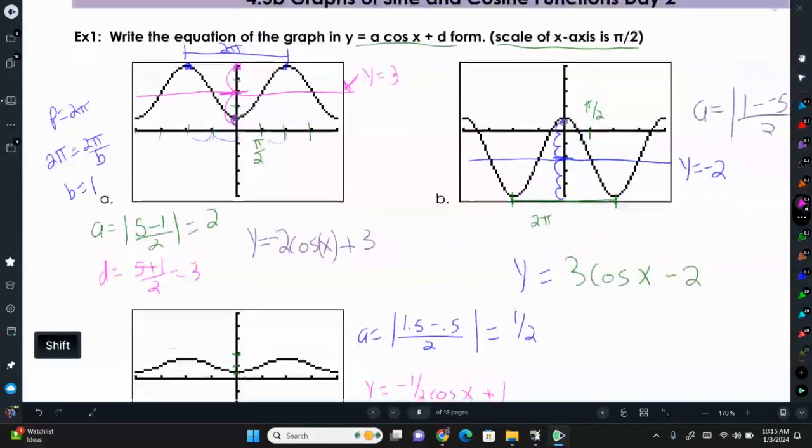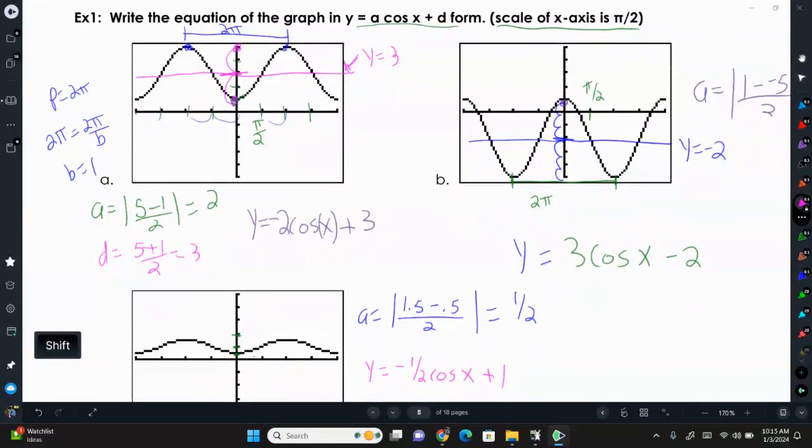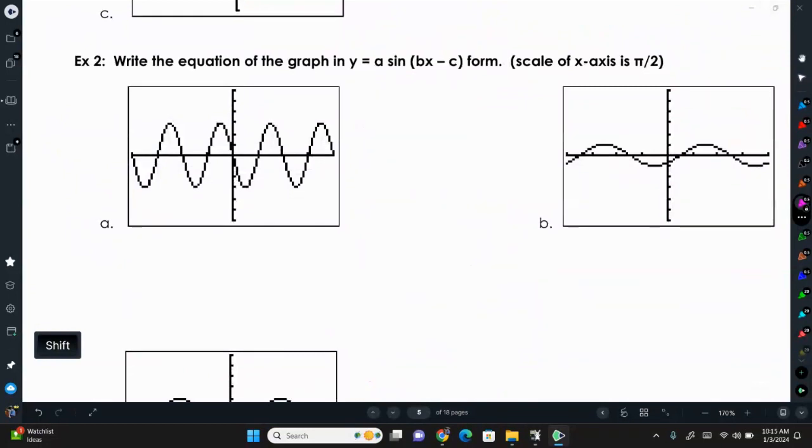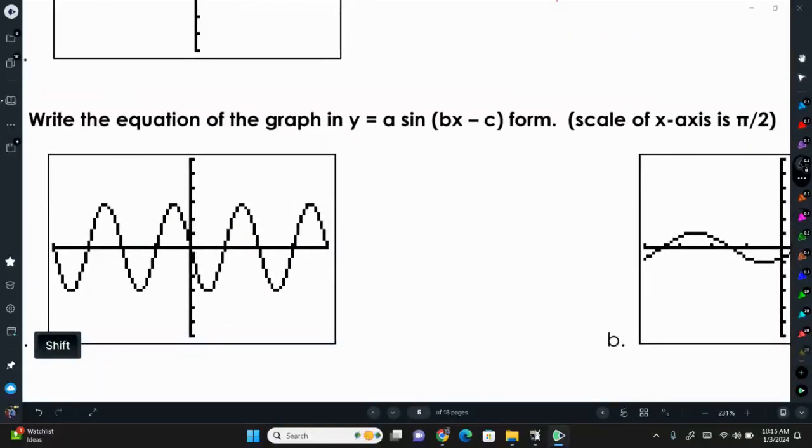So it's not too difficult when we don't have a horizontal shift and we know that our period is going to be 2 pi. But now let's look at example 2 where we're talking about sine graphs. Now these sine graphs don't have a vertical shift, but they have a horizontal shift along with a b value that may or may not be 1. And remember that when we do our horizontal shift, we're going to write it in the form by factoring out the b. So that's how we're going to write these problems.